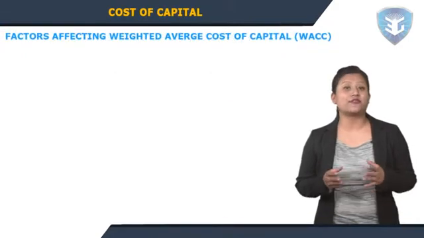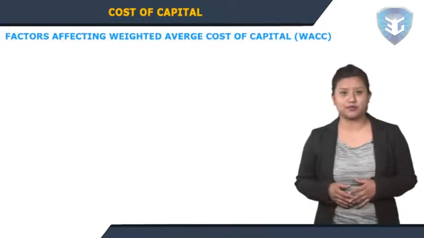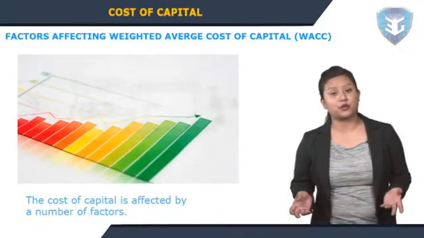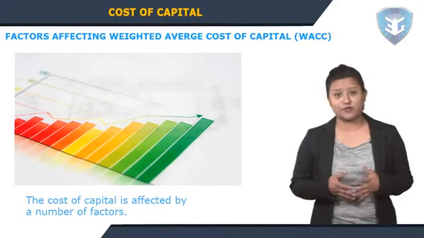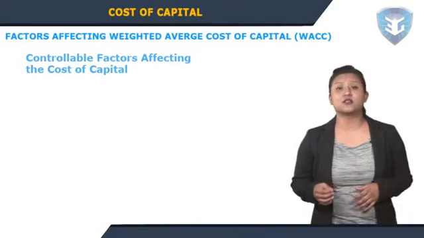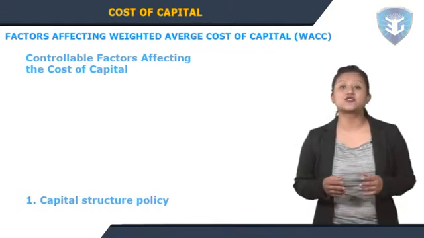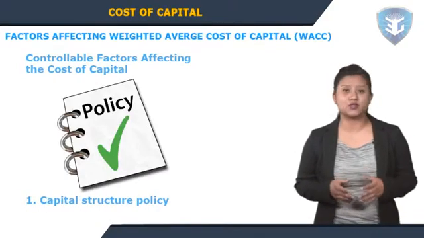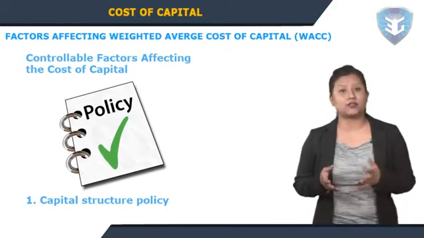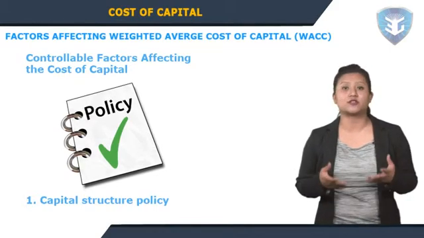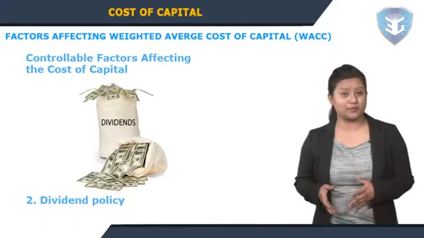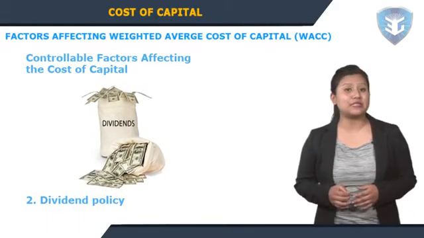And now we will talk about the factors affecting the weighted average cost of capital. The cost of capital is affected by a number of factors. Some are beyond the firm's control, but others are influenced by its financing and investment policies. Controllable factors affecting the cost of capital. Capital structure policy: the firm has control over its capital structure, targeting an optimal capital structure. As more debt is issued, the cost of debt increases, and as more equity is issued, the cost of equity increases. Dividend policy: given that the firm has control over its payout ratio, the breakpoint of the MCC schedule can be changed.